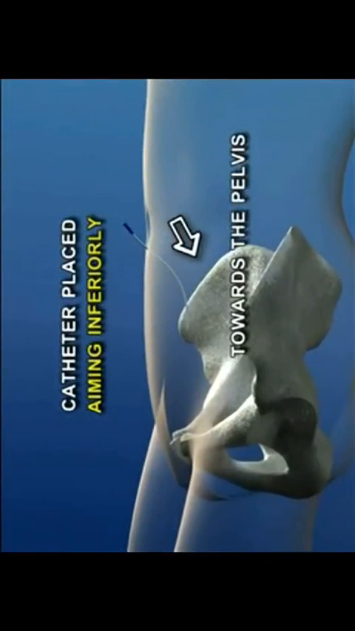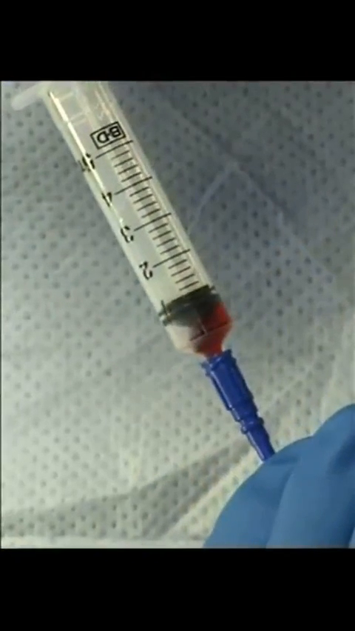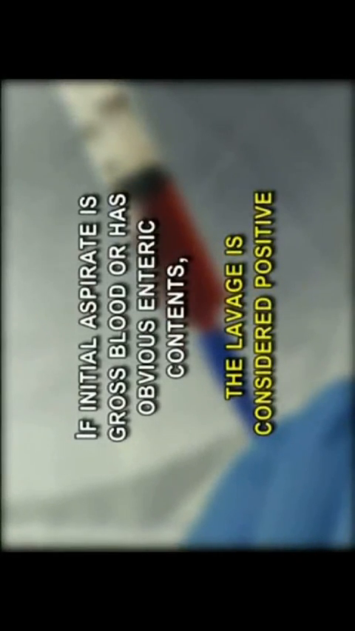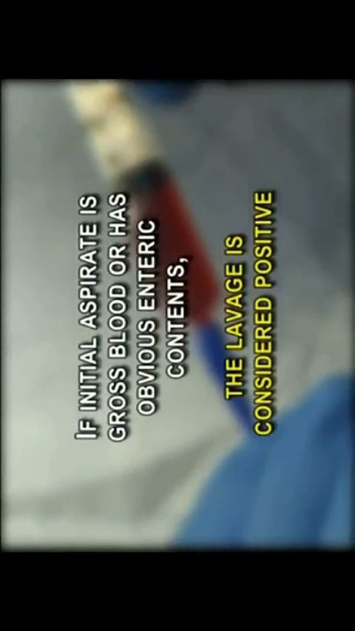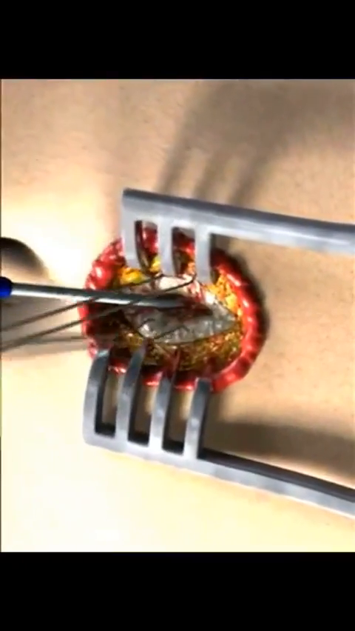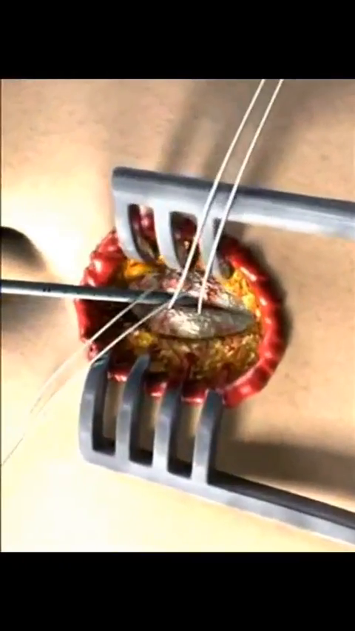A syringe is attached to the catheter initially to allow for the initial aspiration of any blood or abdominal fluid. If the initial aspirate is gross blood or has obvious enteric contents, the lavage is considered positive. The 2 stay sutures are then crossed to create a tight seal.